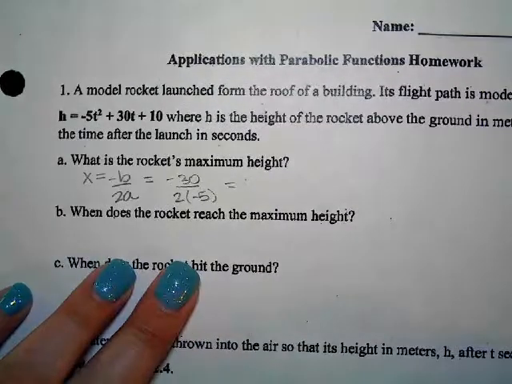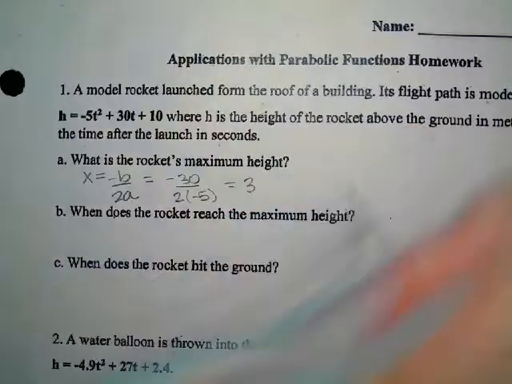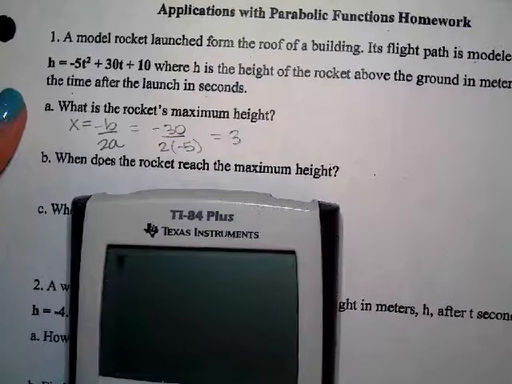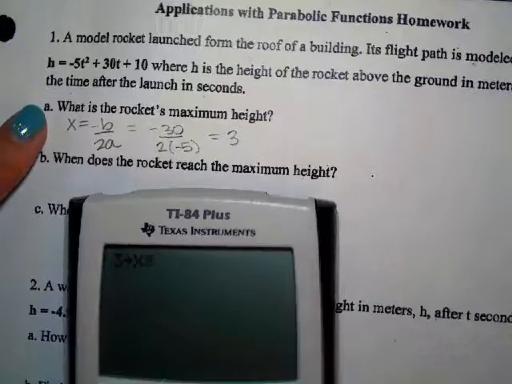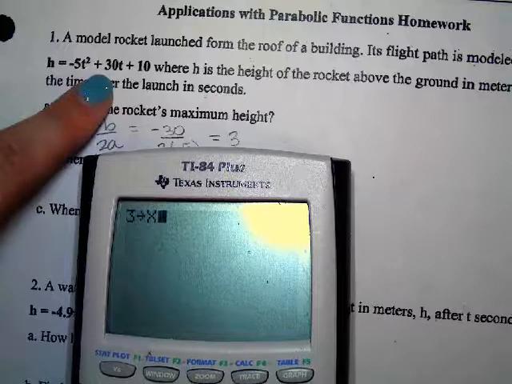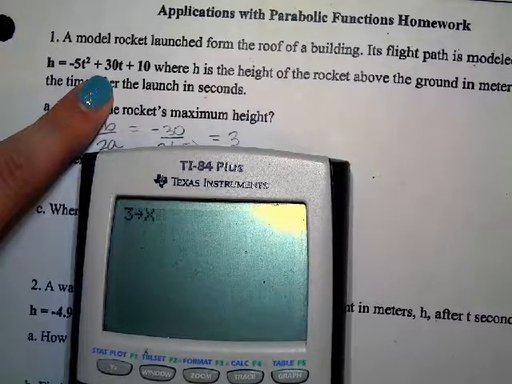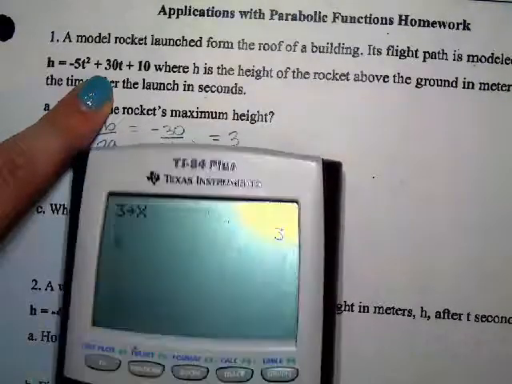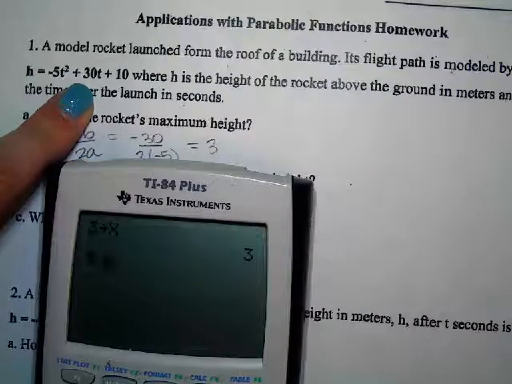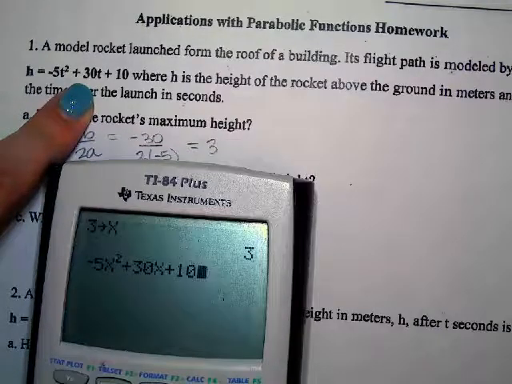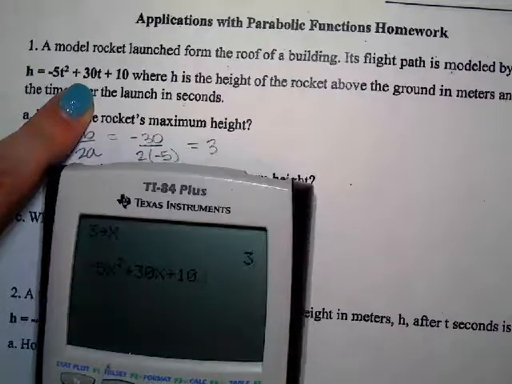I'm going to put the 3 in for x. It's a t technically, but I'm going to go ahead and use x just because that's what I'm used to, and my calculator will handle it just fine. And I'm going to do negative 5x squared plus 30x plus 10. And then what do I get? Okay, so we get y equals 55.